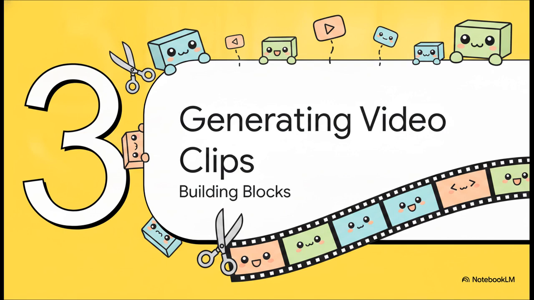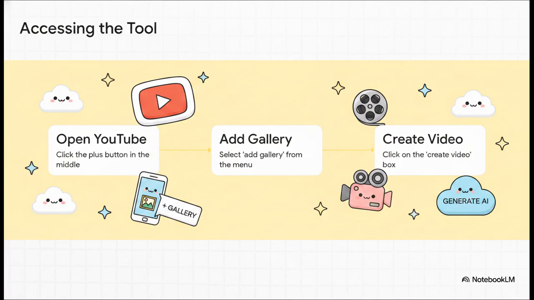Section 3, generating your individual clips. Building blocks. The navigation for this next part is rapid fire, but honestly, it's super simple. You just open the YouTube app on your device and tap that plus button at the bottom. From there, select Add Gallery and then tap on the Create Video box. This drops you straight into the generative AI interface, completely ready to accept your first script chunk.